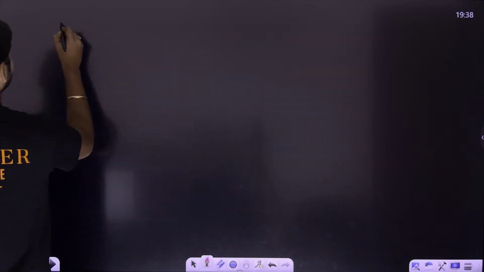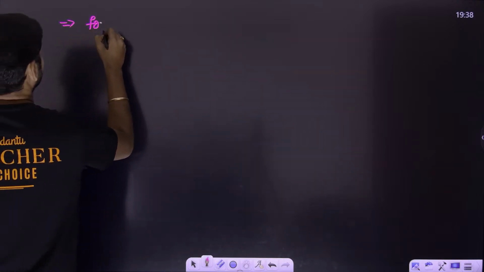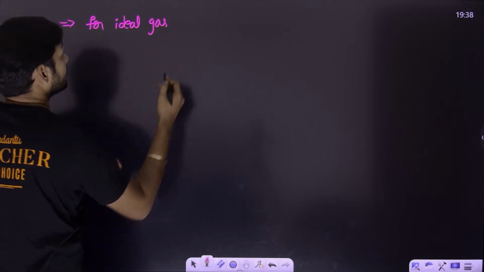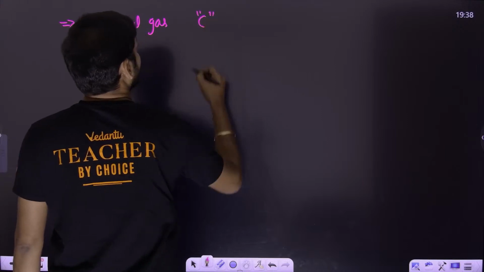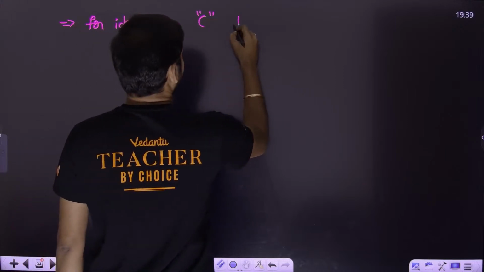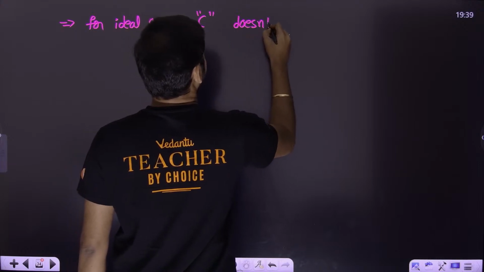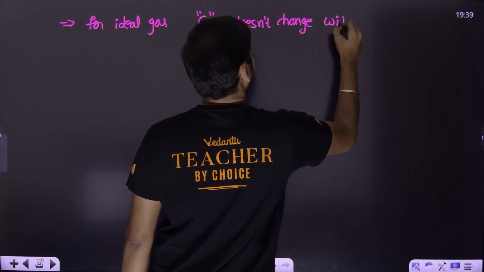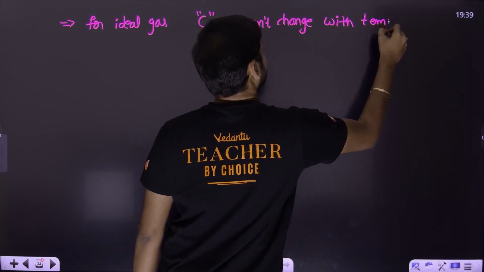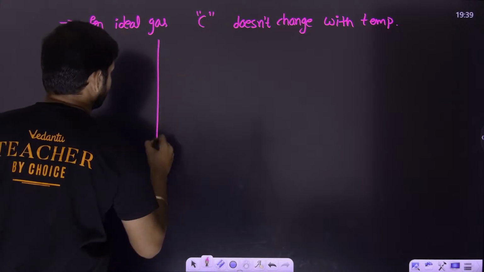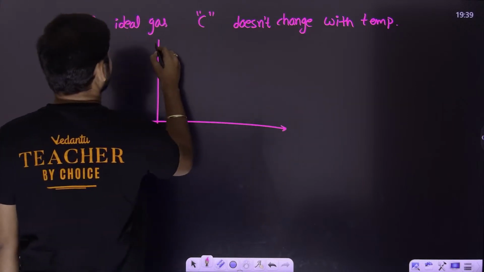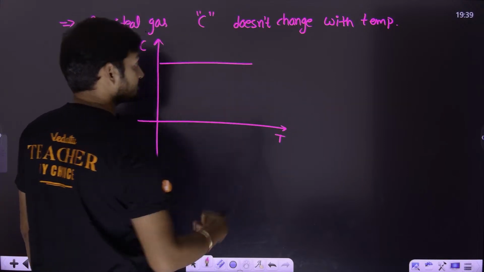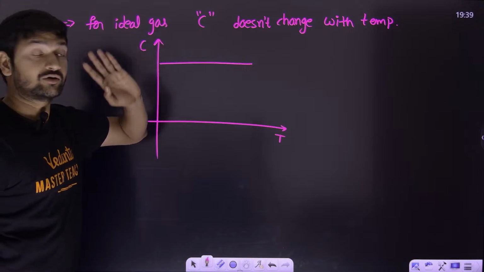Just know this one. For an ideal gas, what is C? The molar heat capacity doesn't change with temperature. So if I plot C versus T for an ideal gas, it will remain constant. As temperature changes, C is not going to change.